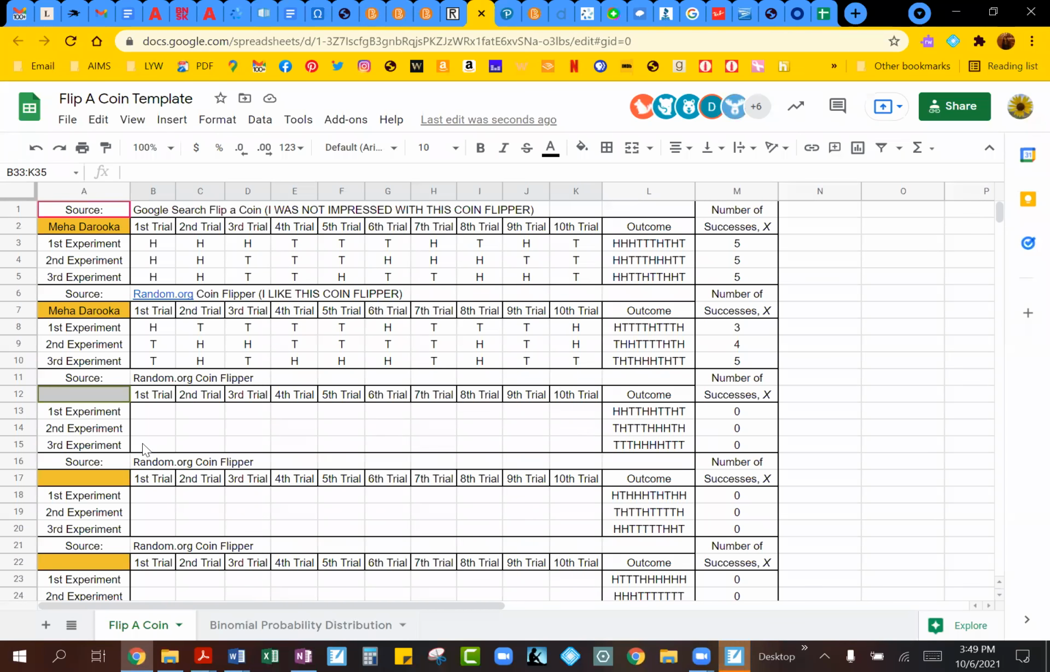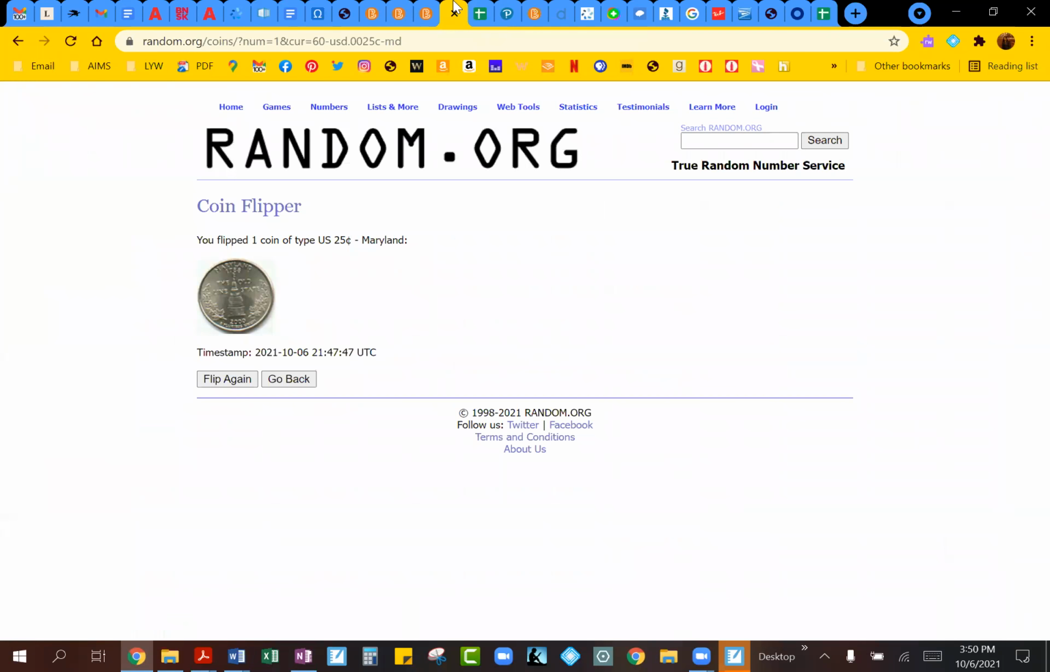What I want you to do is, you can see I've got my first 2 as the examples here. I had used Google: if you just search and type in flip a coin, it gives you a coin flipper, but with the 3 experiments I did, I got 5 heads for each one of those. I didn't like that because I wanted a little bit of variation. So then I went to my random.org coin flipper, and you can see it gave me a better result because I've got 3, 4, and 5. I liked that better, and that's the reason why I'm asking you to use the random.org coin flipper.